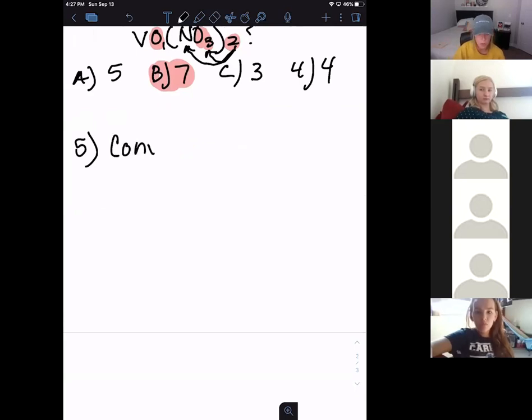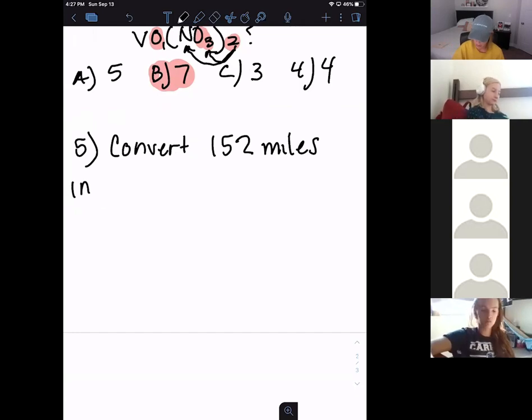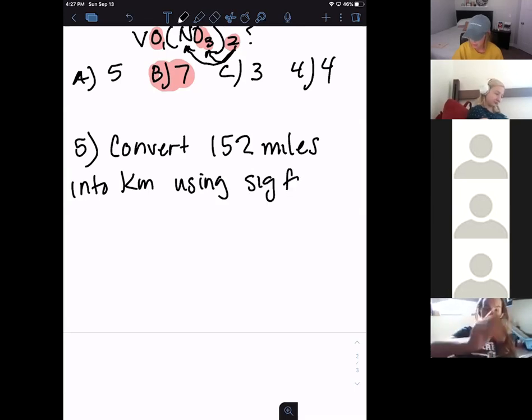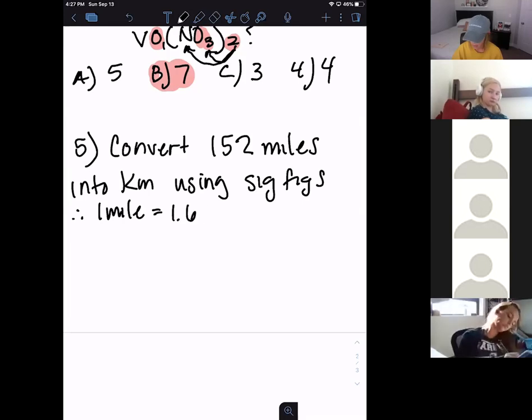So we're going to convert 152 miles into kilometers using sig figs, given, that's what these 3 dots mean, that 1 mile equals 1.609 km.